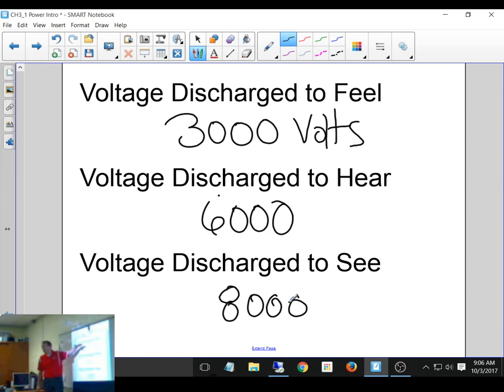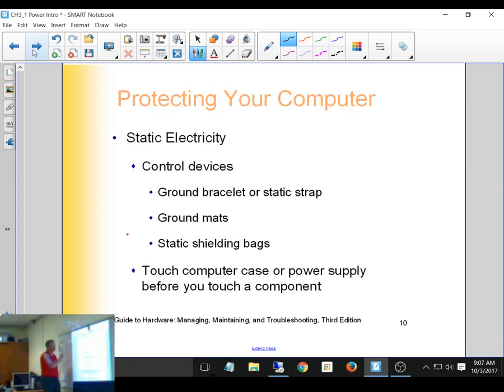And these are approximations. You may be more sensitive to static electricity than me. Maybe I don't feel it till 4,000 and you feel it at 1,500. I don't know. How do they come up with this number? They shock a whole bunch of people. Did you feel it? Did you feel it? Yeah. I don't know how they come up with that number. So anyways, these are numbers that I want you guys to know.